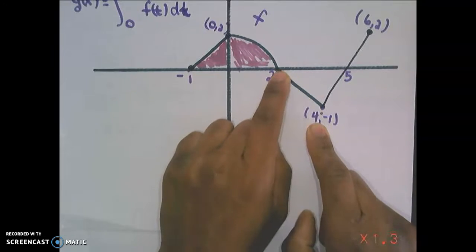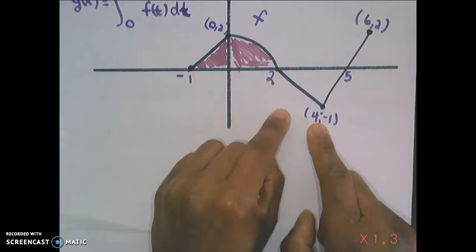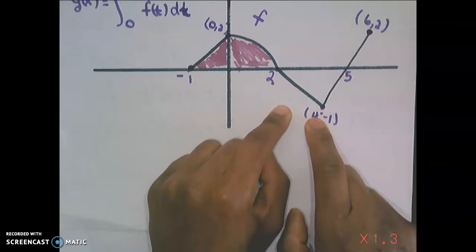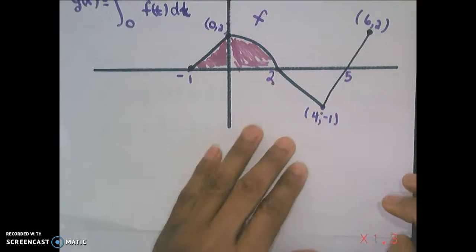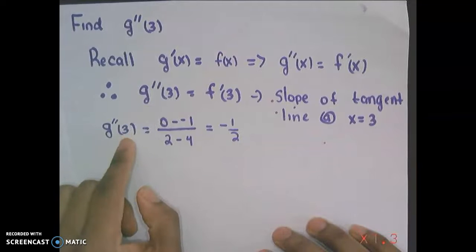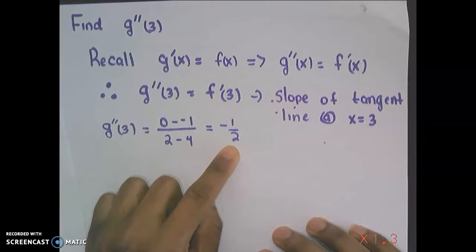Well, let's just do it. Rise over run. We're going to go down how many? If I'm at 0, I'm going to go down to -1, so I'm going down 1. And if I'm at 2, I'm going to run to 4. So I'm going to go down 1 and over 4. So that's just -1/4. So g double prime of 3 is just going to be equal to -1/4.